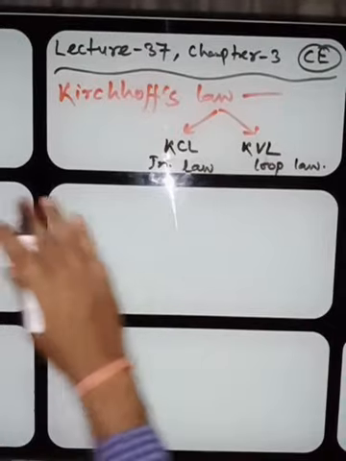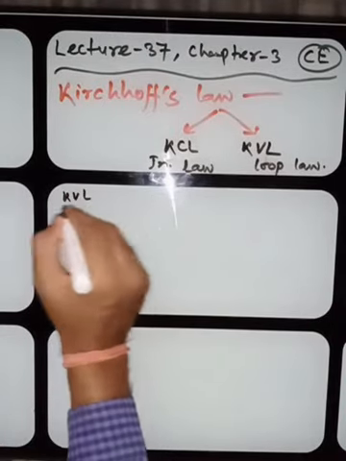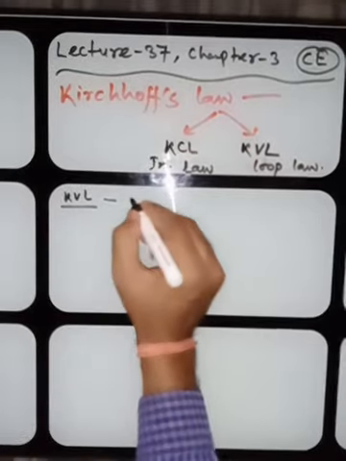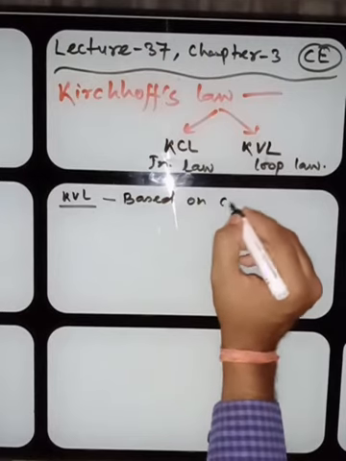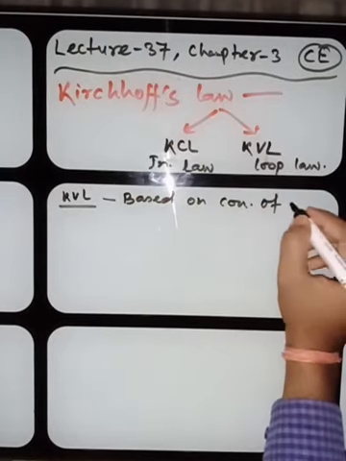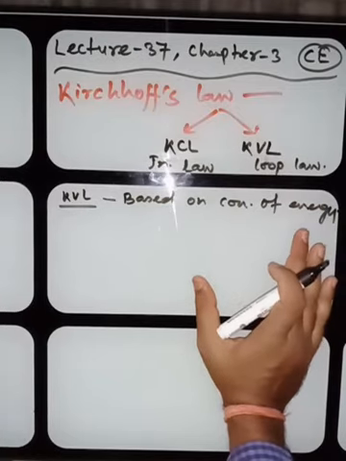We are moving to the next law, Kirchhoff's voltage law, also called the loop law or mesh law. Then after that we will discuss a few questions. So the KVL is based on the principle of conservation of energy. Remember, it is based on the principle of conservation of energy.